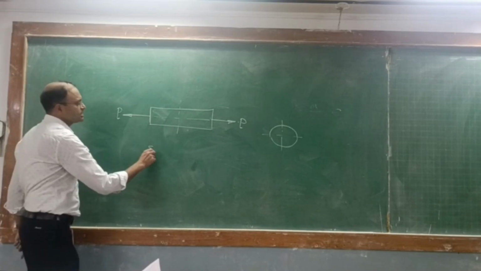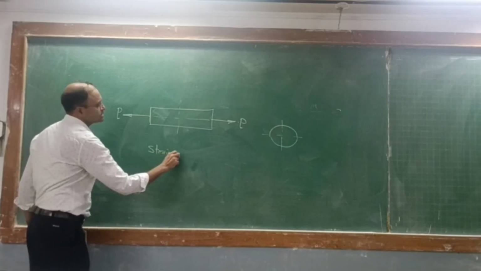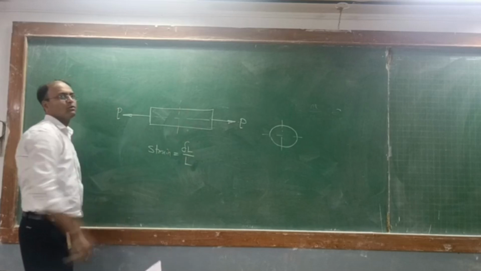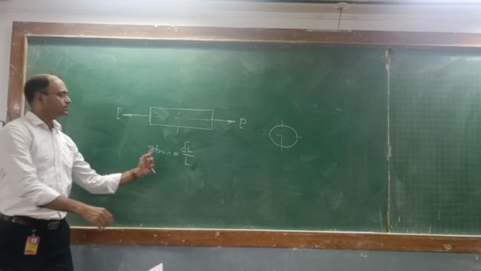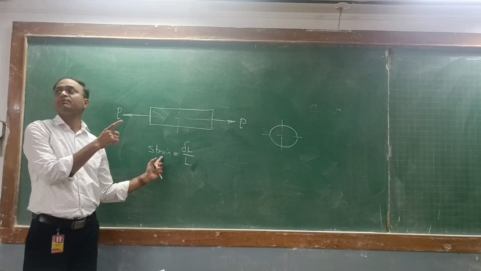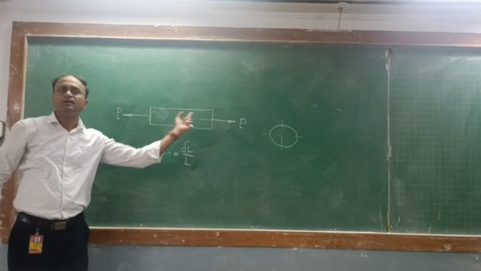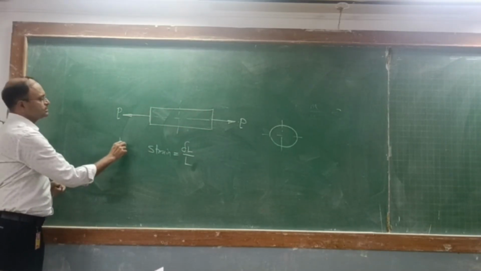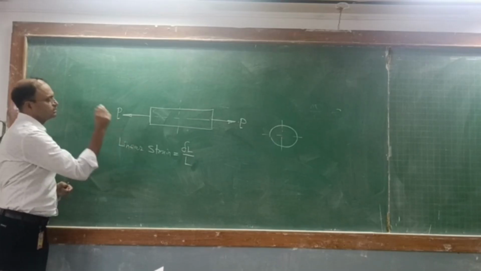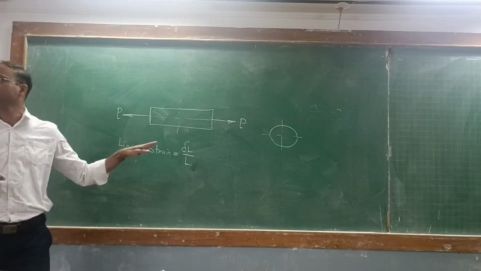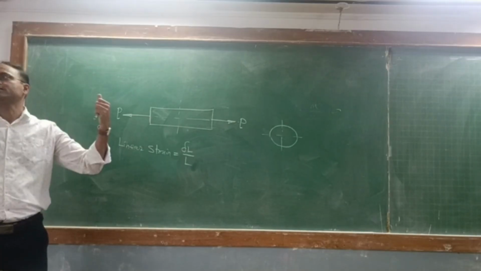Okay. Now whenever I say strain, what is strain? Change in length upon original length. Okay. But this strain, this change in dimension, is along the linear axis. I am calling this the linear axis. That's why this is called linear strain. You understood? More specifically, I call this linear strain.